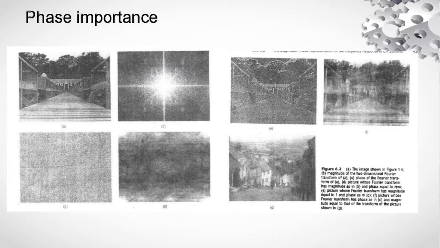This is nothing like the original picture. Whereas now if you set the magnitude equal to 1 and take the phase as it is, you get the third picture from the top. This looks a lot like the first picture. I mean, at least it has some resemblance.